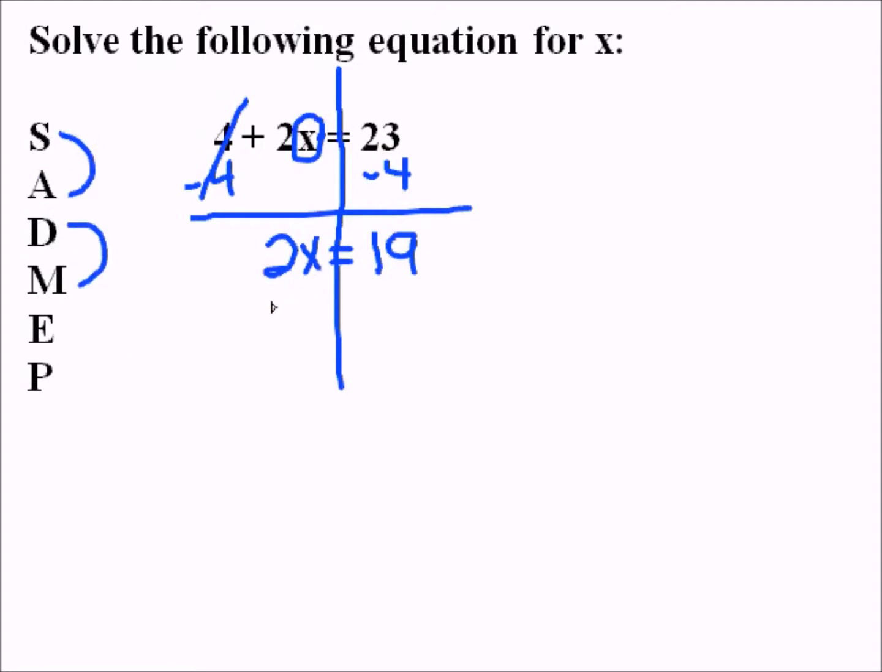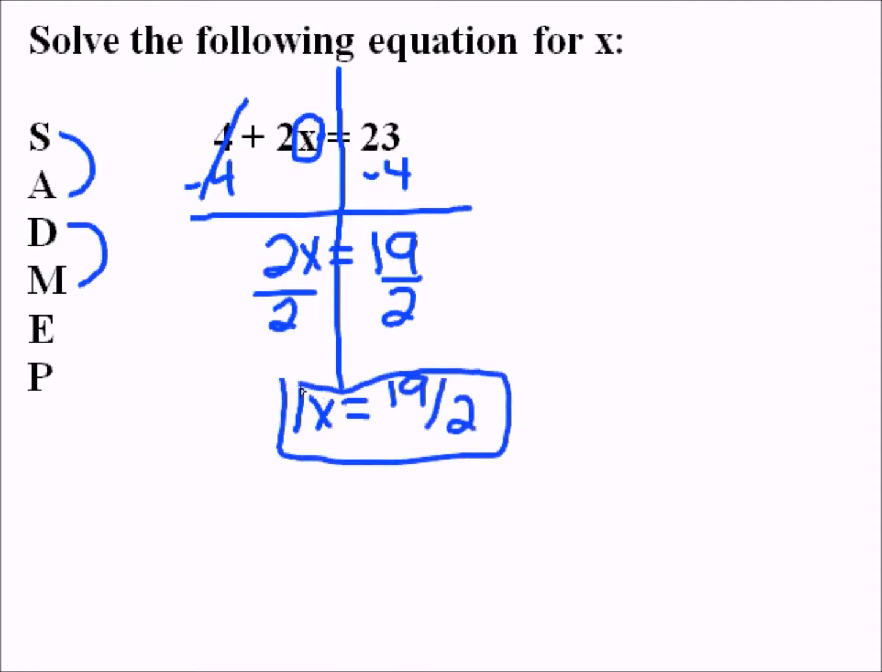Since it's 2 times x, we undo the 2 by dividing both sides by 2, leaving us with 2 over 2, which is 1, x equal to 19 over 2. Again, you can leave it as an improper fraction. To check our solution, I'm actually going to show you the checking process in this example.